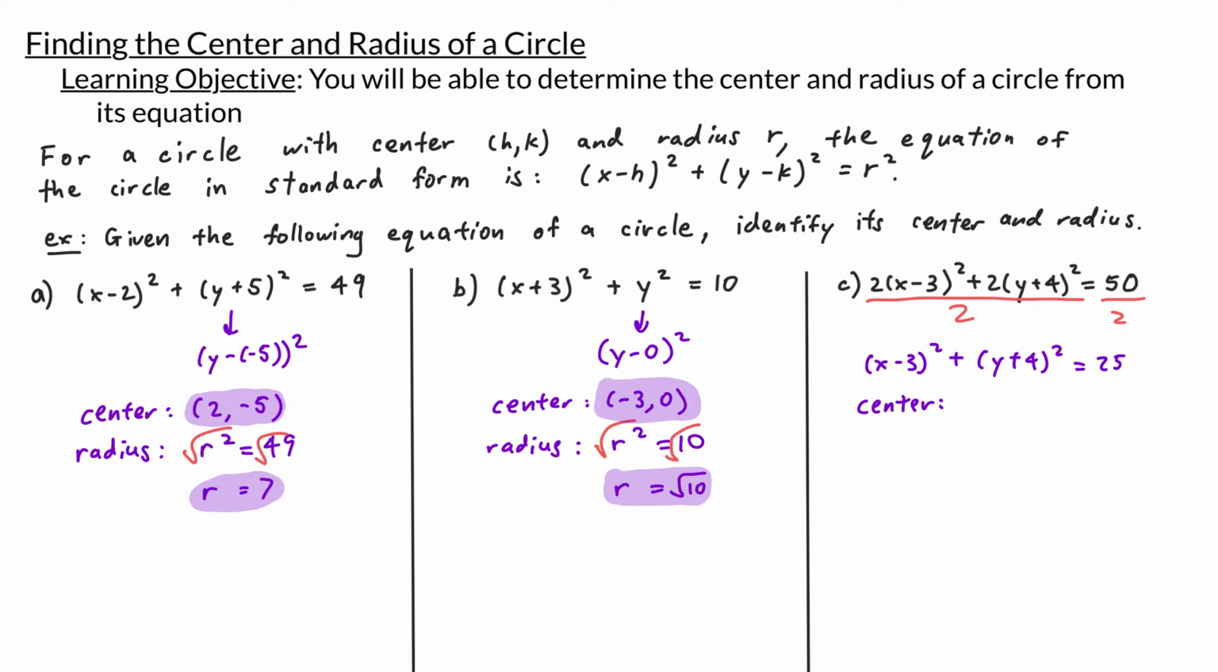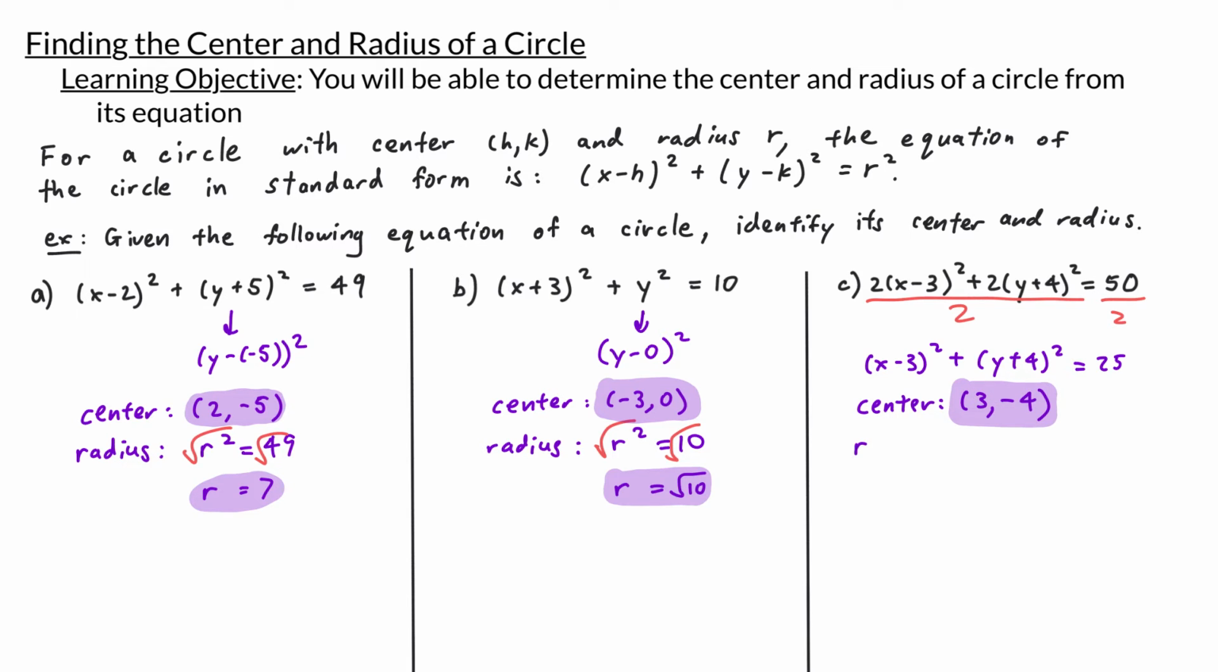All we have to do is look at the numbers that are with the x and y and flip the signs. We see that there is a negative 3 with the x, so the x coordinate for the center is positive 3. And we see a positive 4 with the y, so flipping the sign, the y coordinate for the center is negative 4. So in this problem, the center is (3, -4).